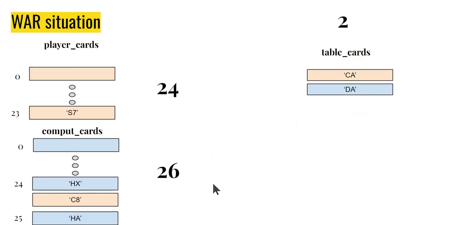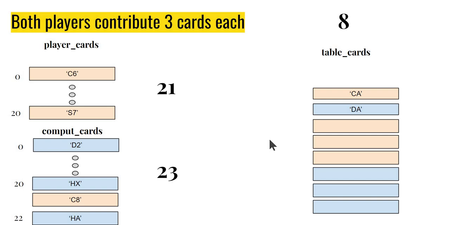For example, let's say my player had 25 cards to start with. Computer had, let's say, 27 cards. I put out the first card on top. So there was a state created where I had 24, 26 and 2. Now this state I'm not printing. I just noticed that there's a war created. So I get both of these guys to put out three extra cards. So 24 becomes 21, 26 becomes 23, and my table cards becomes 8.